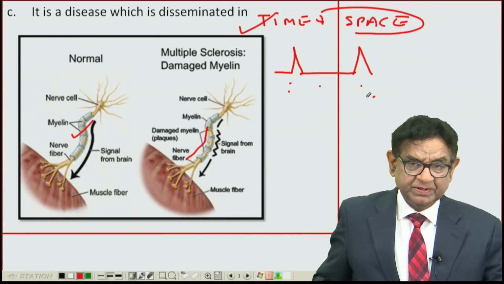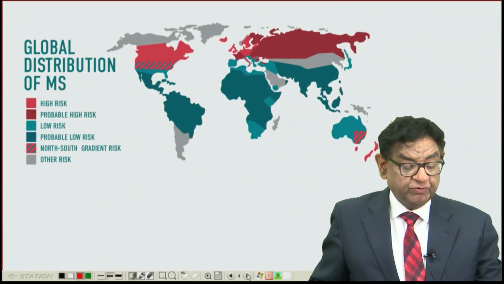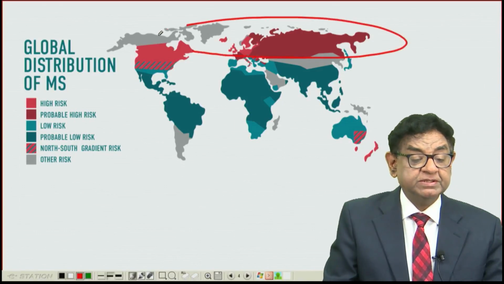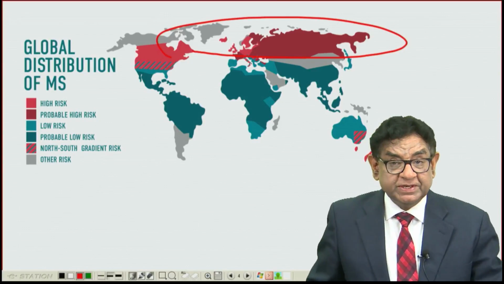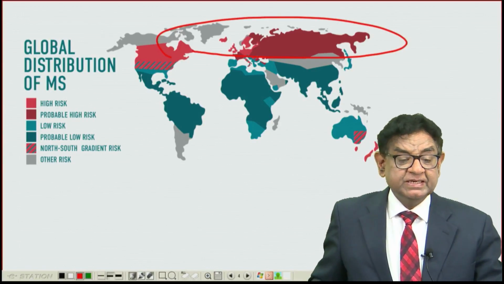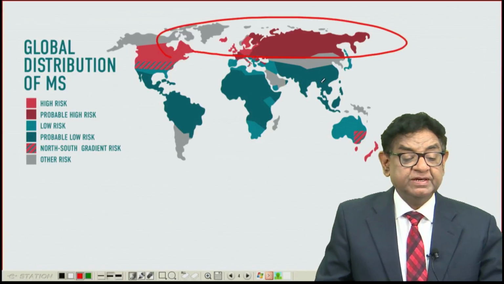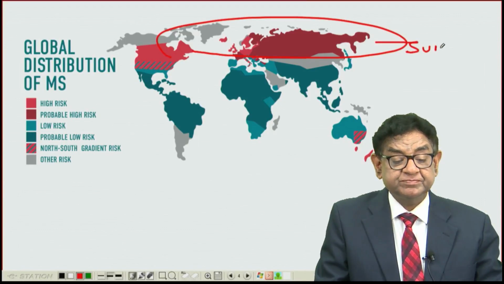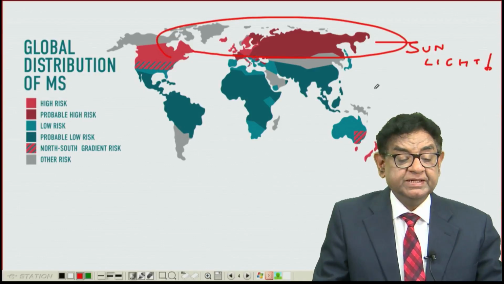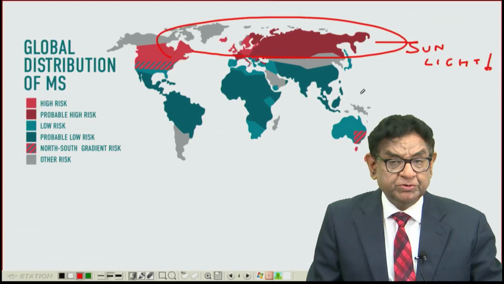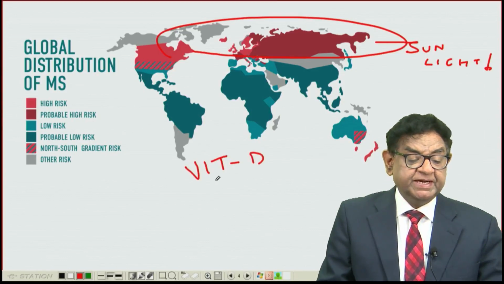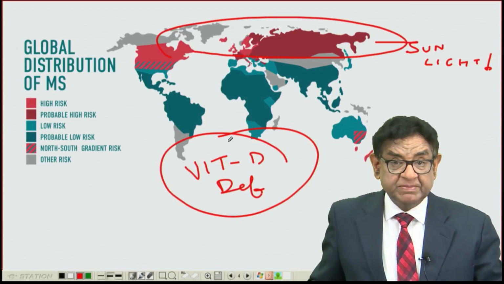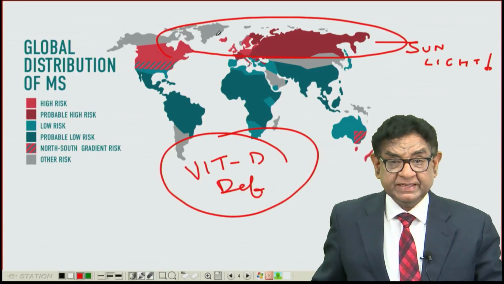This is the classical feature, right? With this background, we move further. Now, in what areas of the world is it distributed? You can see more in the extreme north part. Why? What is the reason? If you look, it is less near the equator. What is the difference between the two, location-wise? They have less sunlight, and there is plenty of sunlight near the equator. So the new theory that has come up is that vitamin D deficiency plays a very important role in the pathophysiology of multiple sclerosis. This is the reason why it is more common in extreme poles.